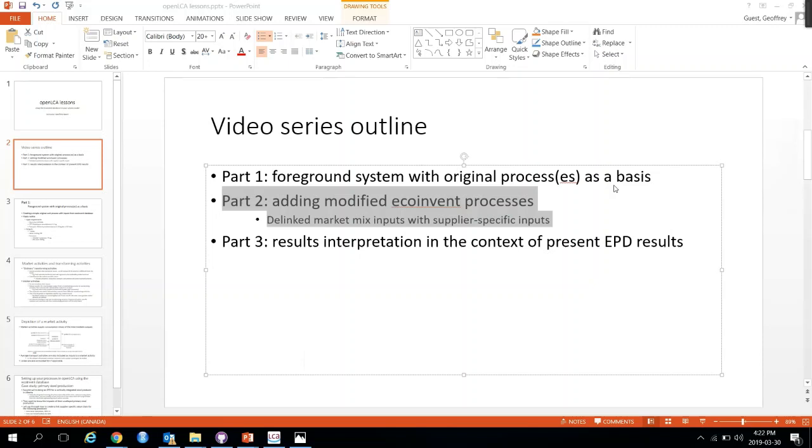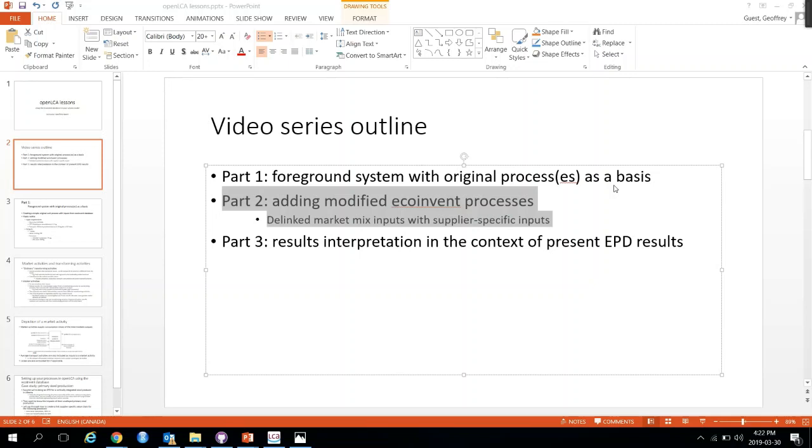All right, so now that we've gotten a handle on how to make our own process from scratch, where we bring in inputs from ecoinvent database, it's just as easy to bring inputs of our own processes as well. We're now going to focus on using ecoinvent processes where we copy them and then modify them to our liking.